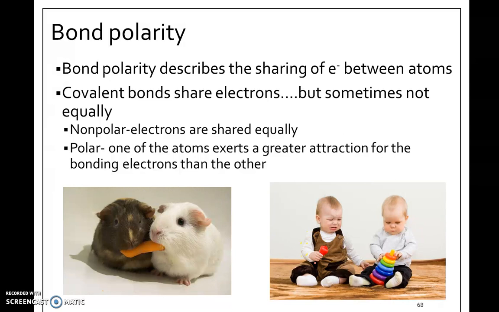So if you think about the North Pole, right? There's two poles. There's a positive end and a negative end. You still have sharing going on. Electrons are still being shared, but they're not being shared equally. So with nonpolar covalent bonds, the electrons are shared equally. Polar, however, because there is a pole, one of the atoms exerts a greater attraction for the electrons than the other.